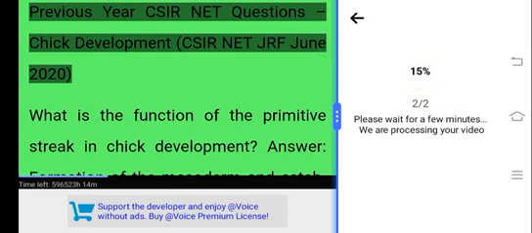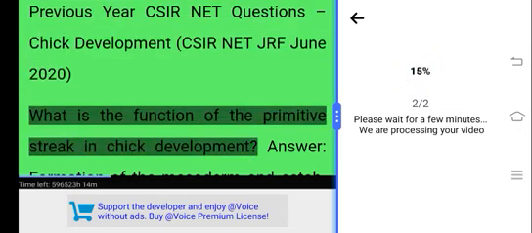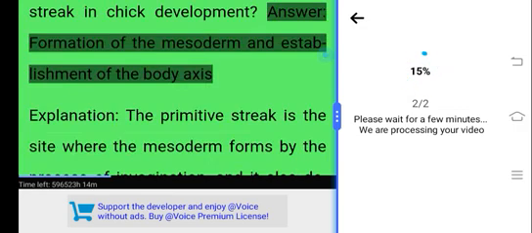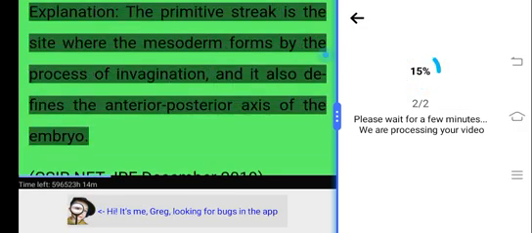Chick development, CSIR NET JRF June 2020. What is the function of the primitive streak in chick development? Answer: formation of the mesoderm and establishment of the body axis. Explanation: the primitive streak is the site where the mesoderm forms by the process of invagination, and it also defines the anterior-posterior axis of the embryo.